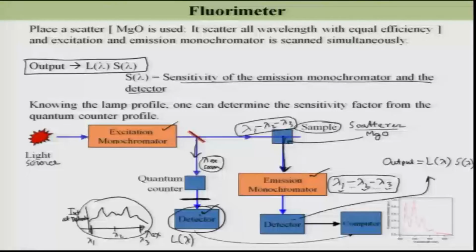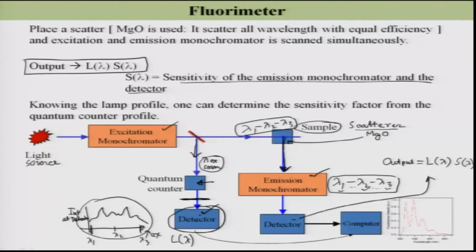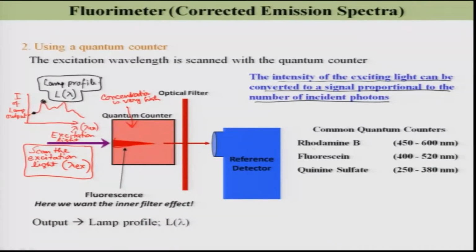What is the range of this lambda? That range will be guided by the absorption spectra of the molecule you have taken in this quantum counter. So, for different regions of lambda you should use different molecules. Just for example, over here rhodamine B is generally used for this wavelength region. Now, if you want this wavelength region, you need fluorescein. If you want the UV region, you need quinine sulfate, and so on and so forth. There are several quantum counters available.